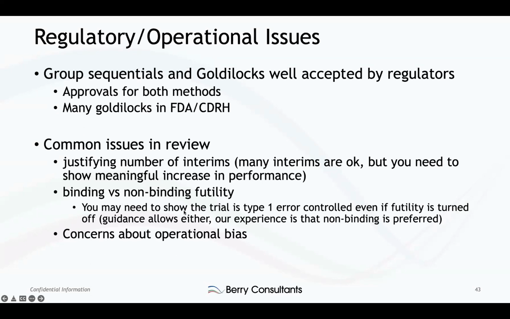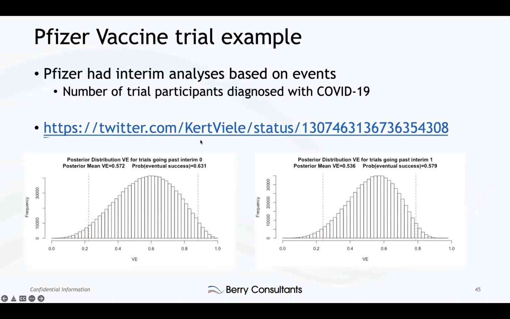And then, going to go a minute over, you may run into concerns about operational bias. The FDA will want you to have procedures in place to make sure that the results of the trial do not leak. You don't want people to know what's going on in the details of the trial. If you want more content on operational bias, this link will be in the slides. I did a Twitter thread on this on Pfizer's vaccine trial.